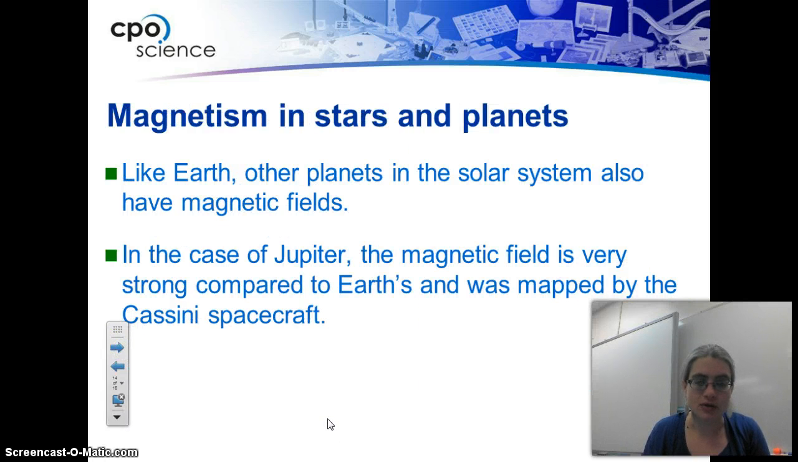Like Earth, other planets in the solar system also have magnetic fields. In the case of Jupiter, the magnetic field is very strong compared to the Earth and was mapped by the Cassini spacecraft. That's one of the reasons spacecraft couldn't get too close: the electromagnetic waves they were sending back to Earth would have been disrupted by the large field around Jupiter.